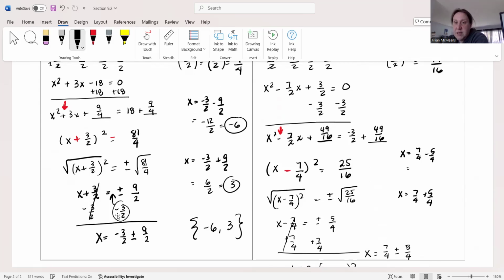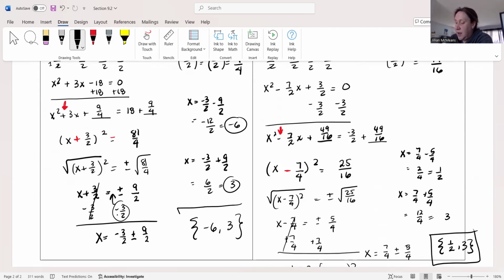So let's see, for 7/4 minus 5/4, 7 minus 5 is 2. So I get 2/4 or 1/2. And then 7/4 plus 5/4, well, 7 plus 5 is 12. 12 over 4 is 3. So our solutions here finally would be 1/2 and 3.